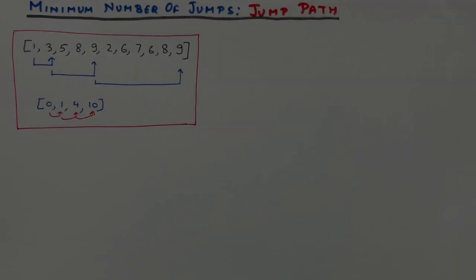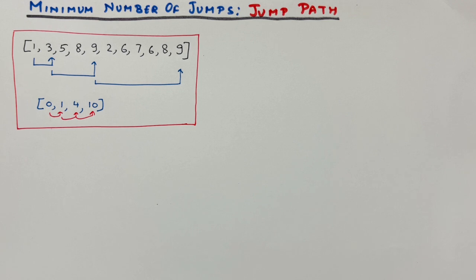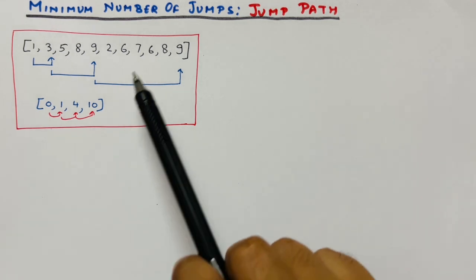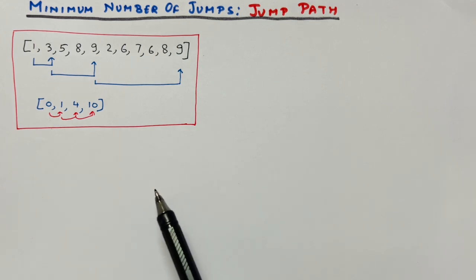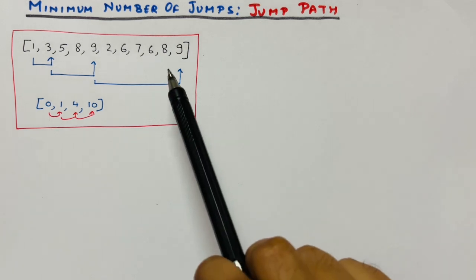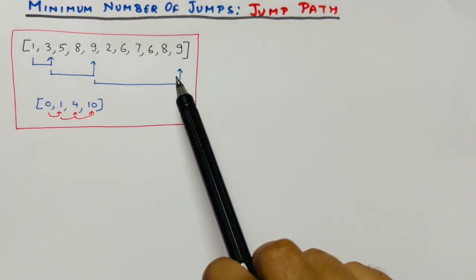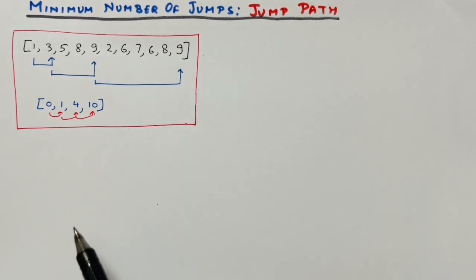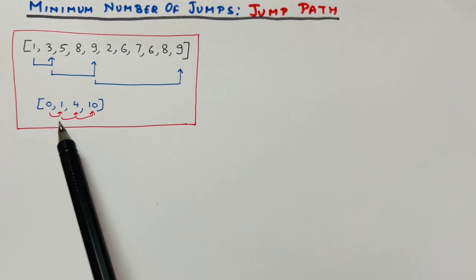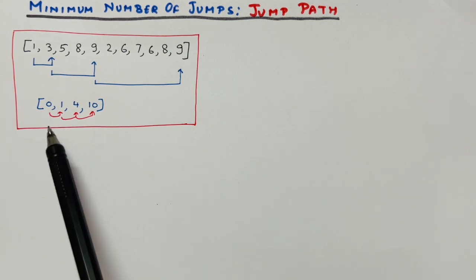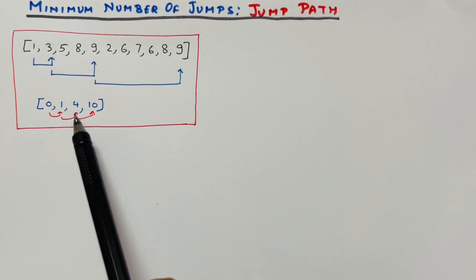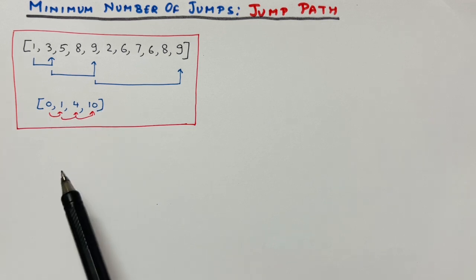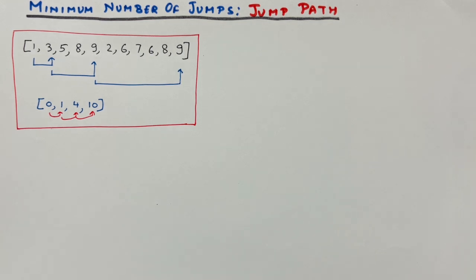So far, we have been focused on calculating the minimum number of jumps required to reach the last index. But there could be an extension to the problem as well. Instead of returning the minimum number of jumps, we could be asked to return the jump path. For example, here the jump path looks something like this. We jumped from the 0th index to the first index, then from the first index to the 4th index, and then from the 4th index to the 10th index. So how will we solve this?